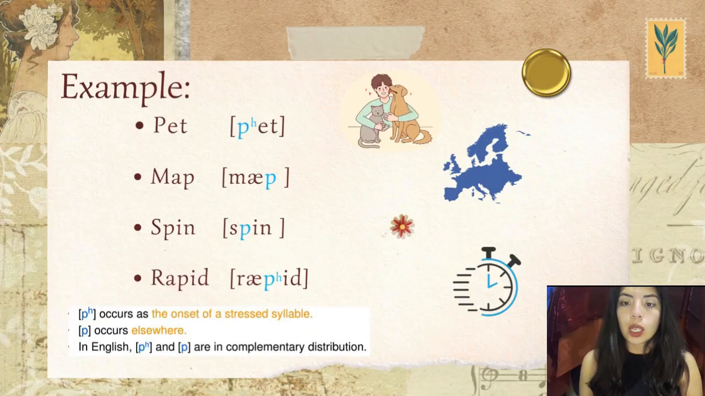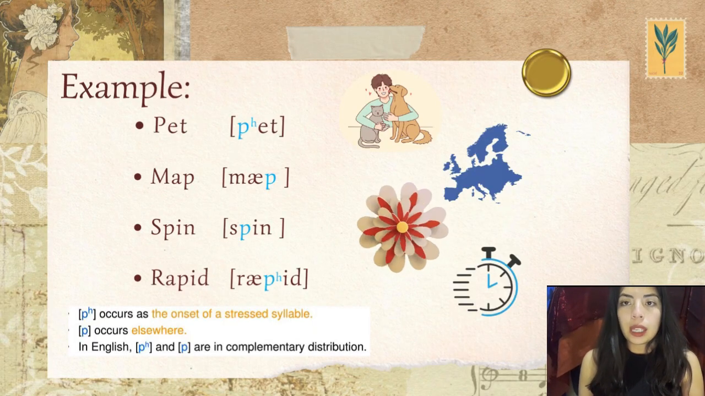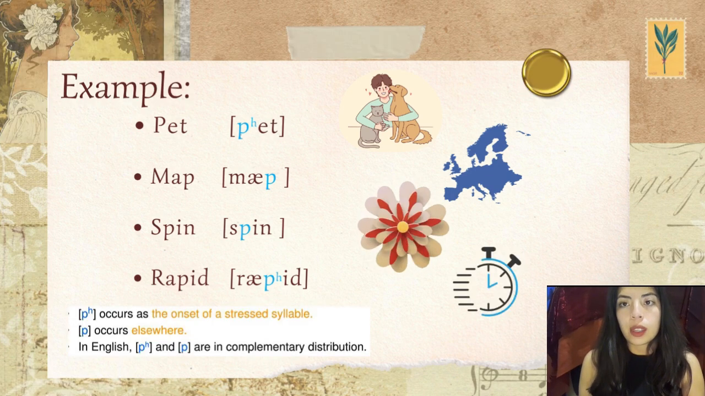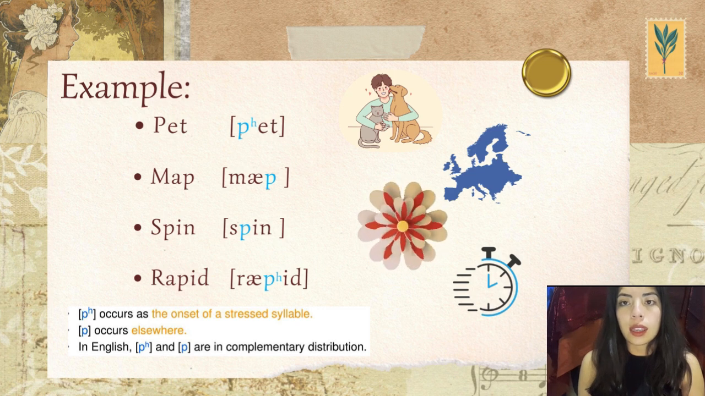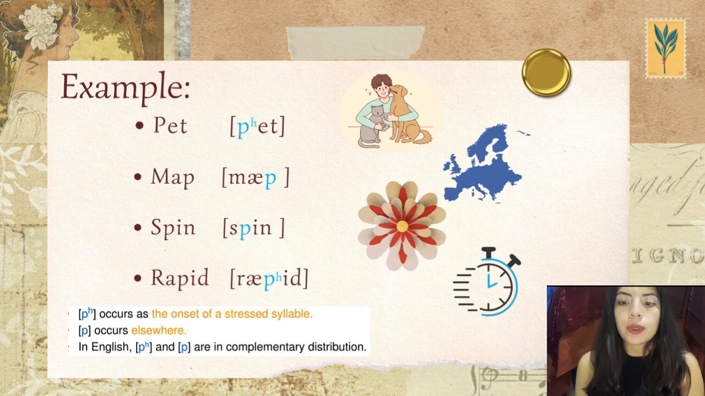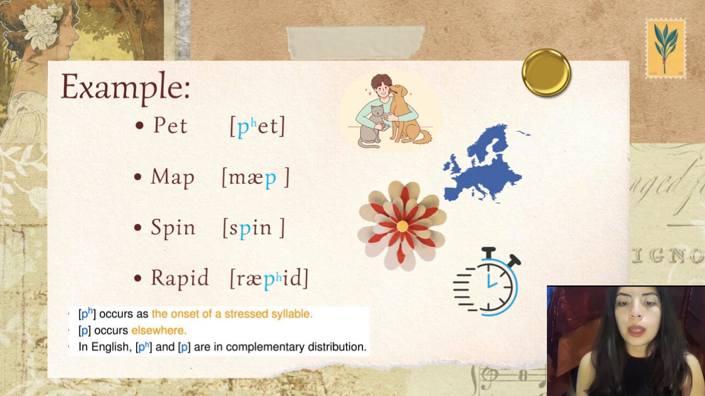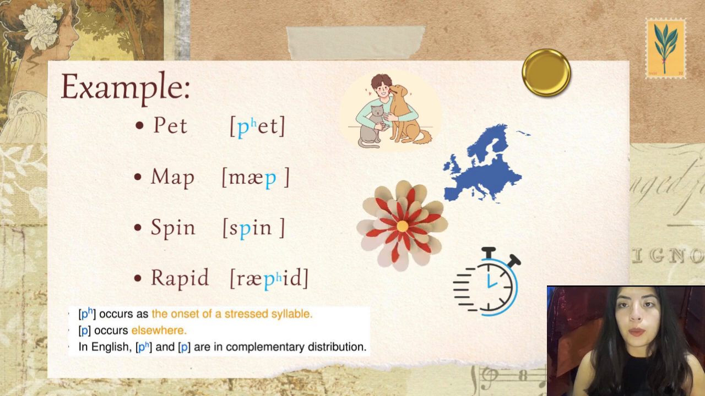For example, in the word pet, P occurs as the onset of a stressed syllable. In this case, it occurs at the beginning of the word. But in the word map, P occurs elsewhere, in this case at the end. And in spin, P occurs in the middle of the word. In English, these two P sounds are in complementary distribution.